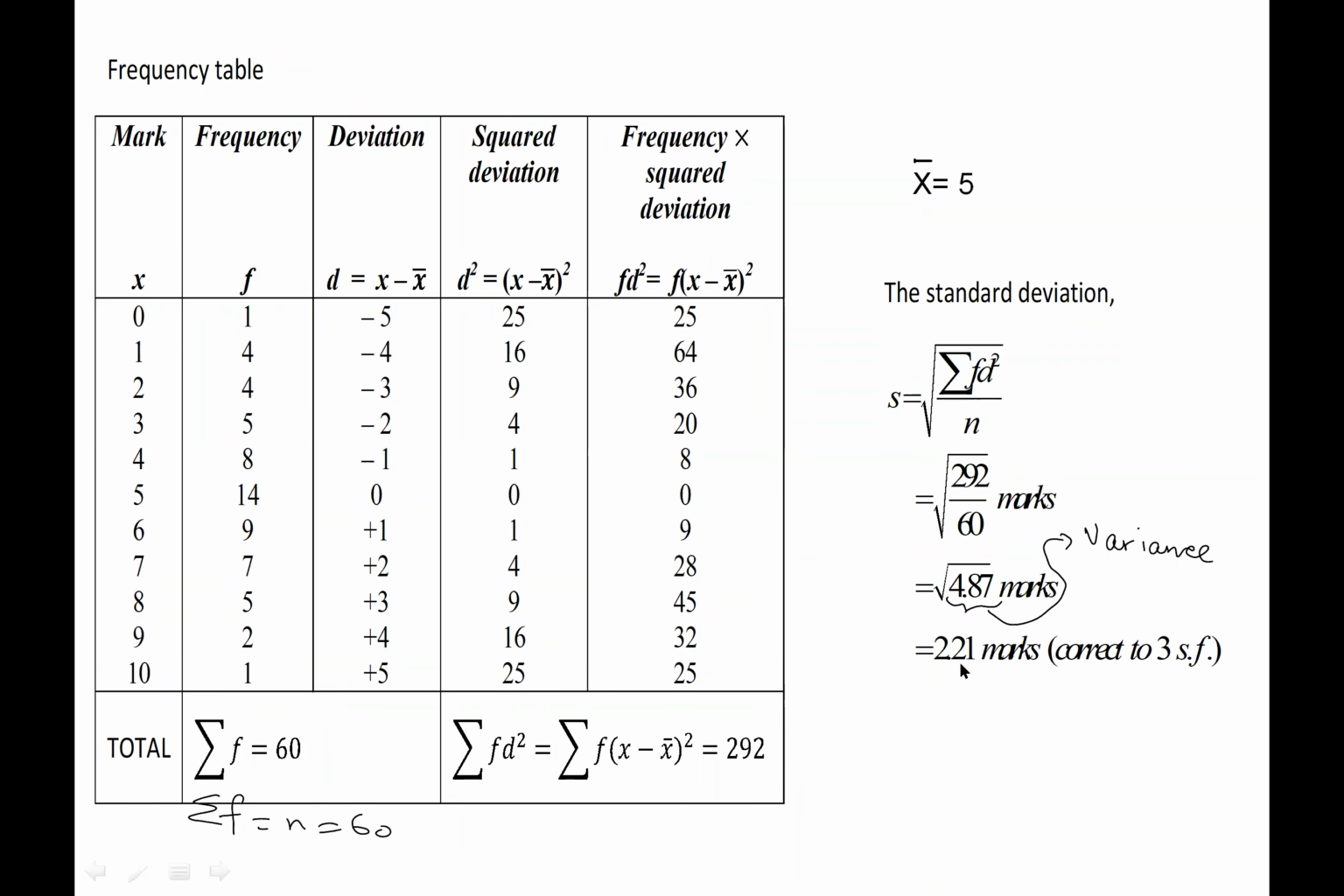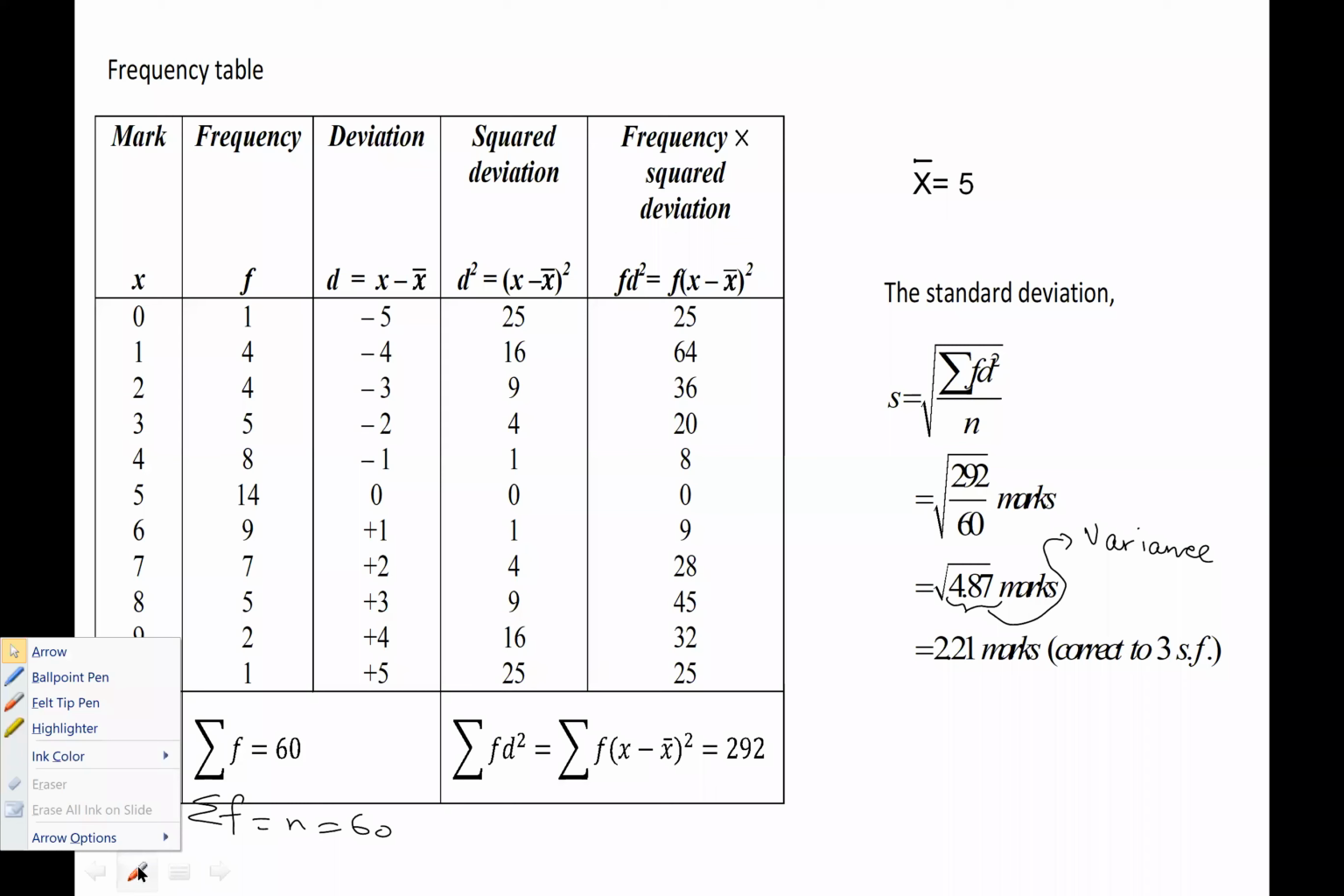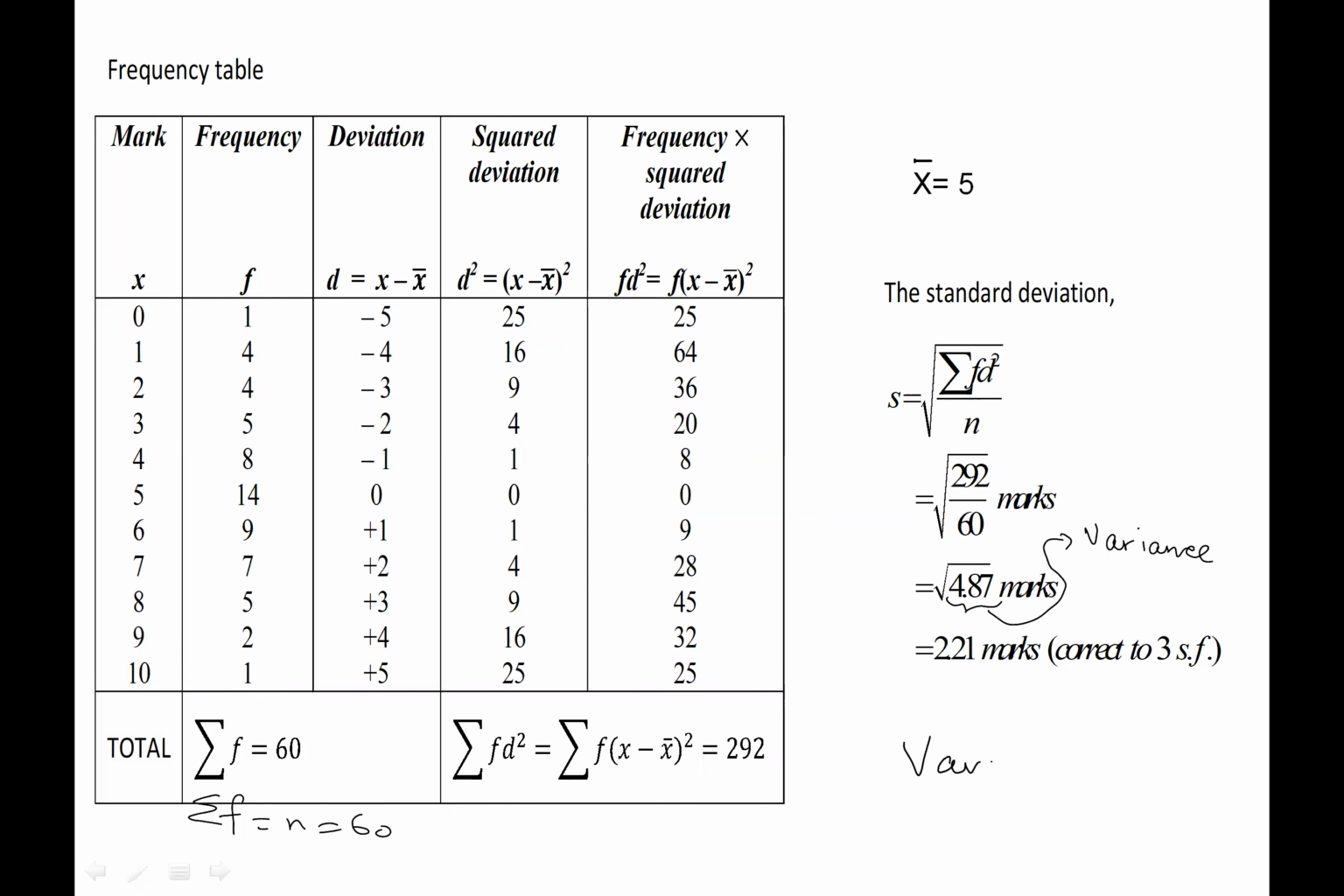And that will be 2.21, which gives us our standard deviation. If they had asked for the variance, we would have stopped right here. 4.87 would be the variance, because the variance is the same thing as our standard deviation squared. So I could write that variance, just for a little information, it's the same thing as standard deviation s squared.